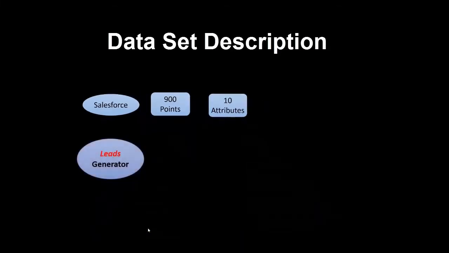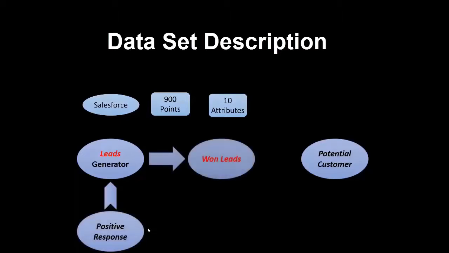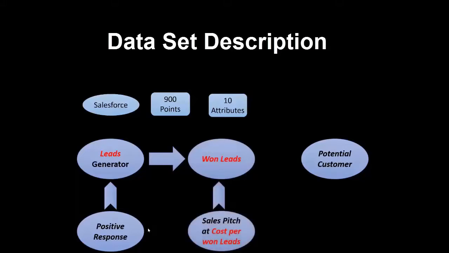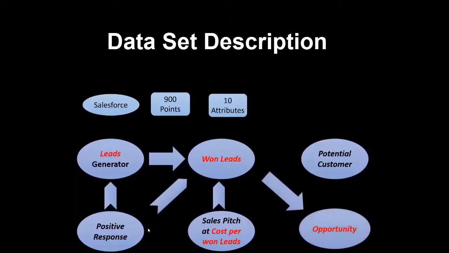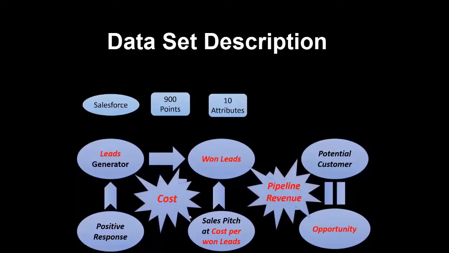Briefly, a sales campaign begins with a leads generator who produces prospective customers that a salesperson might be able to close a deal with. If these leads receive positive responses, they would become leads 1 and receive a sales pitch at cost per one lead. Upon further positive response they would become opportunities, which are indeed potential customers. Cost is involved in every step and the pipeline revenue is the ultimate goal.